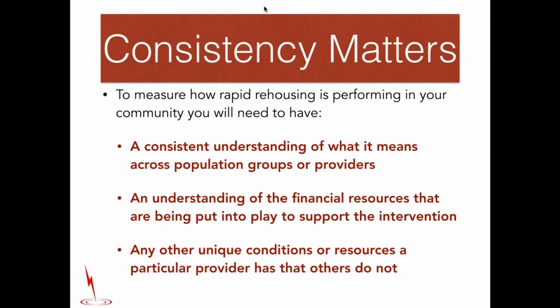Consistency is also going to matter in terms of context, understanding what it means across population groups or providers. So what would a rapid rehousing evaluation for, let's say, unaccompanied youth look like compared to families, or veterans compared to non-veteran single adults? Understanding financial resources, so who's doing rapid rehousing based upon what funding source and what does that funding source allow? And then there may be some other local conditions or unique conditions to a specific service provider that need to be considered.